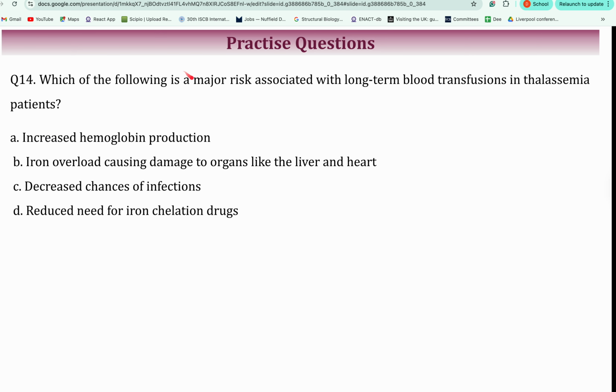Next question is, which of the following is a major risk associated with long-term blood transfusions in thalassemia patients? Option A, increased hemoglobin production. Option B, iron overload causing damage to organs like the liver and heart. Option C, decreased chances of infections. Option D, reduced need for iron chelation drugs. So you need to tell what is the major risk with long-term blood transfusions. And this is quite straightforward, I guess.